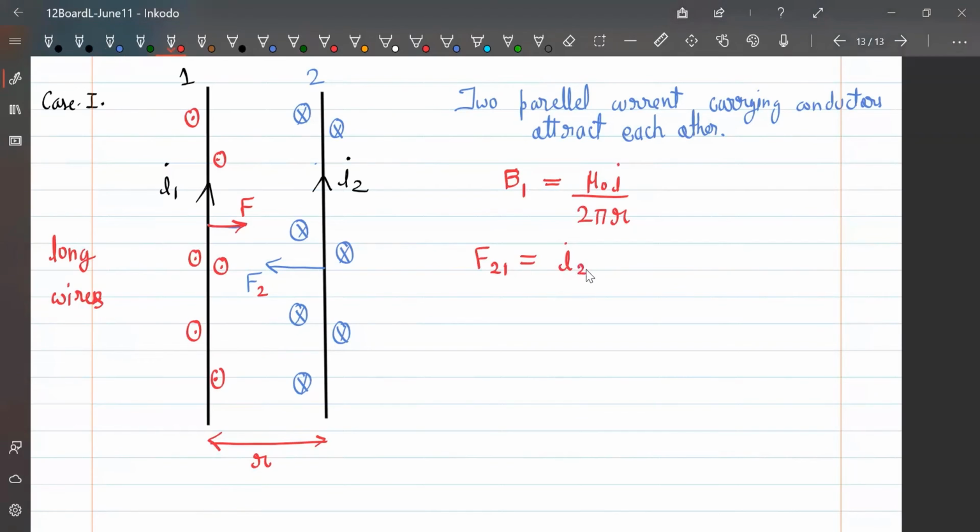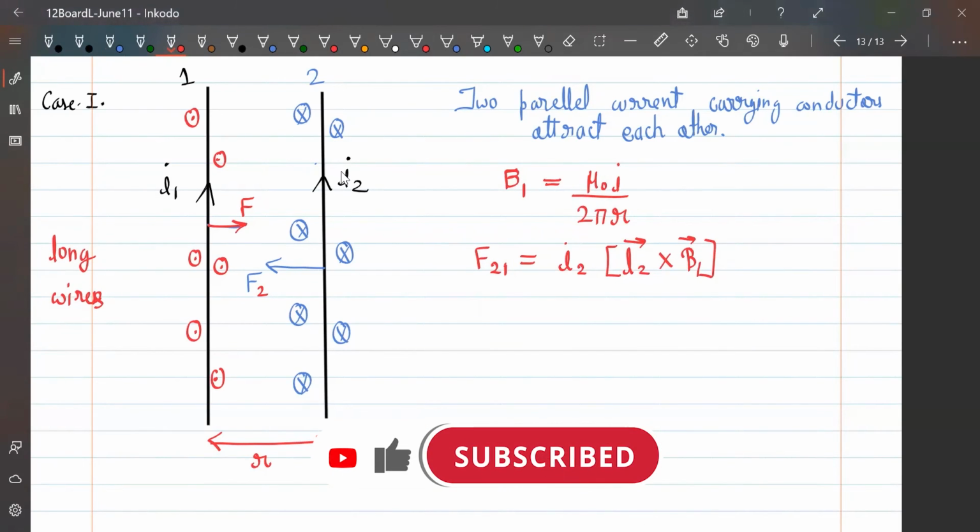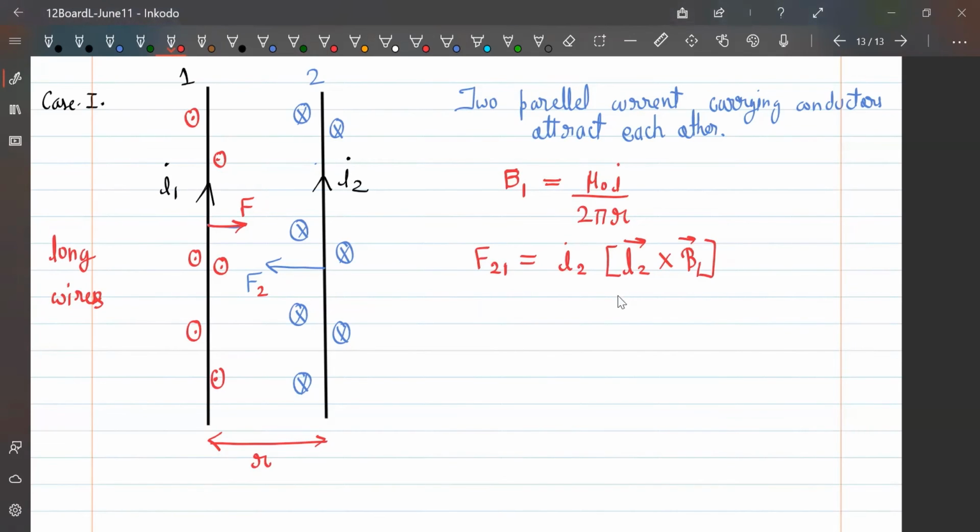This will be I2 into the length of this conductor. Let me call this L2 cross B1. Let me call the length of the second conductor L2, although both are infinite. So this is the force vector. If I want to write only the magnitude, that will be I2 L2 B1.